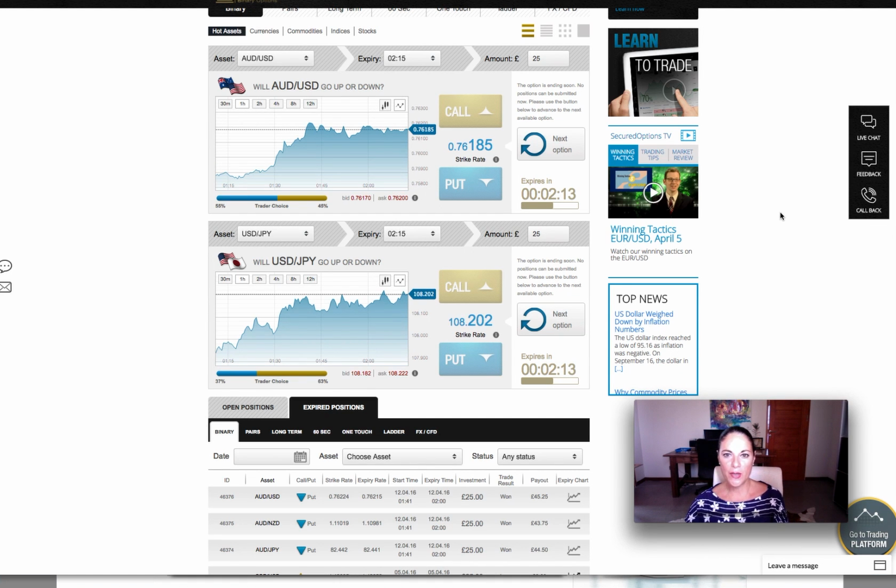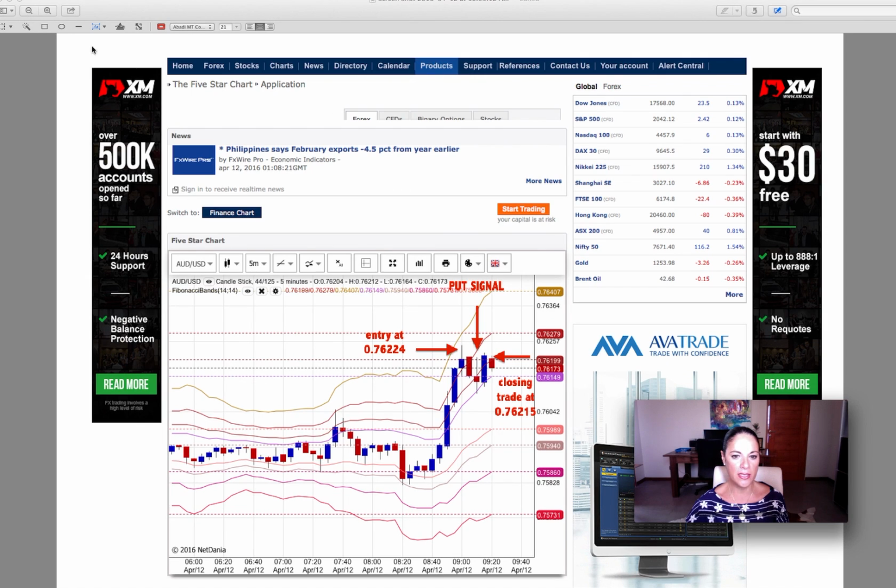Okay, so here we are to conclude exactly what's happened with our trades today, trading based on the sentimental analysis. So we've had the Australian against the US dollar. We entered at 0.76224 and the expiry was at 0.76215. So we had a drop of 9 pips here.